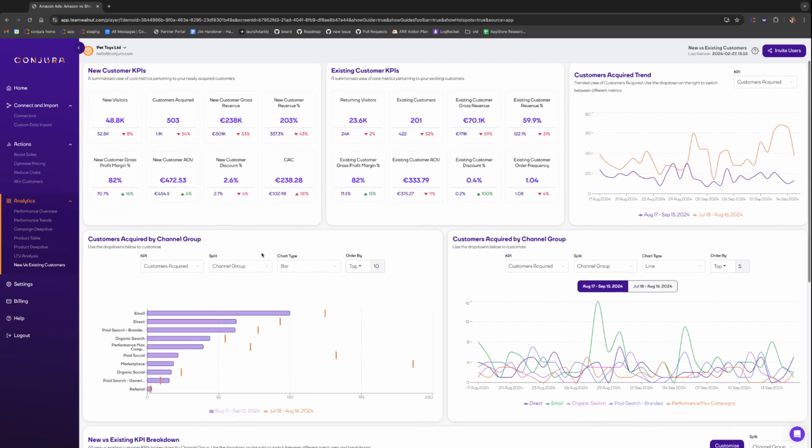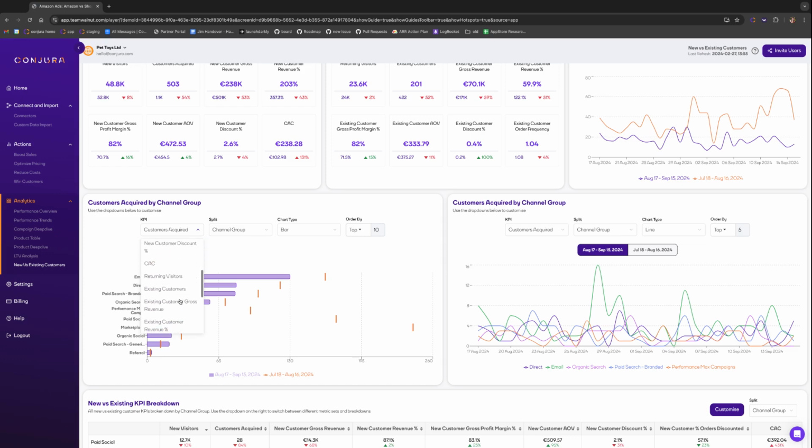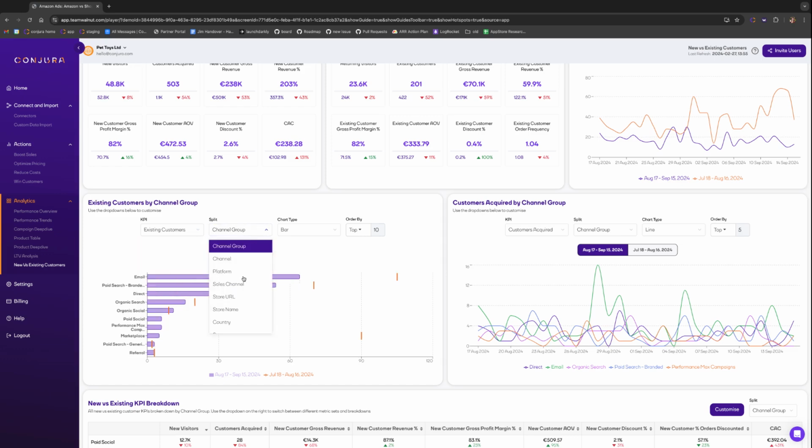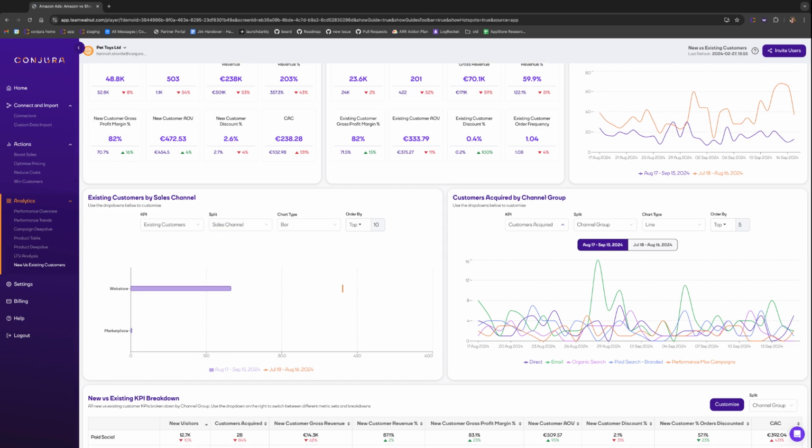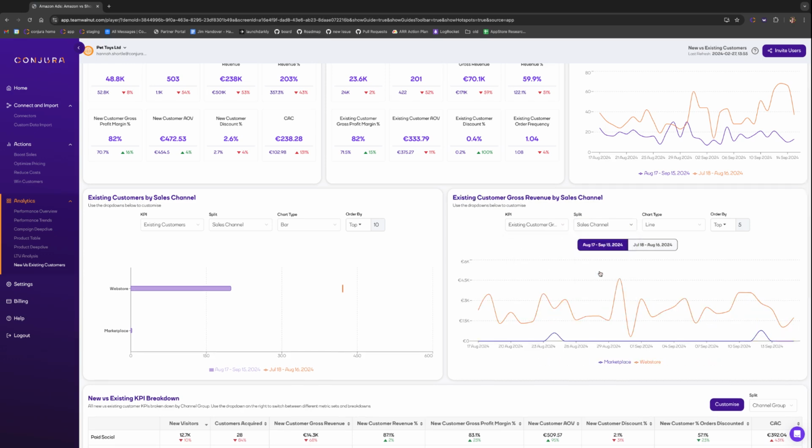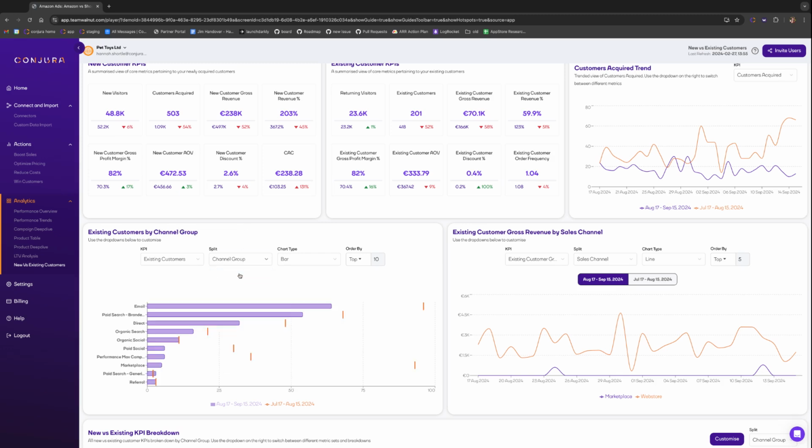I'll just look at them in these charts here. So I'll change this to existing customers, split by sales channel. And I'll change this one to existing customer revenue by sales channel. So there are some customers coming back on Amazon, but it's nothing compared to my D2C store. And I can dig into that a little further again by switching to the channel group view. So here I can see that my email campaigns are a big driver for that retention. And that's something that my Amazon customers aren't receiving.